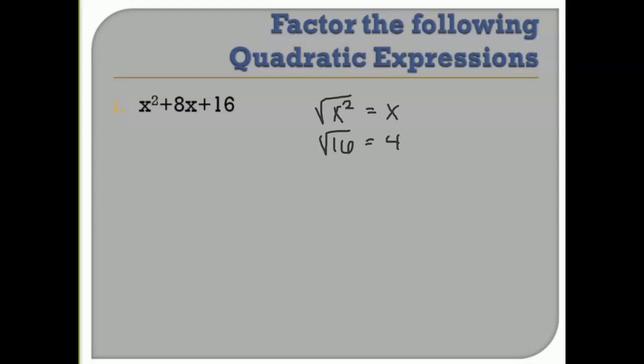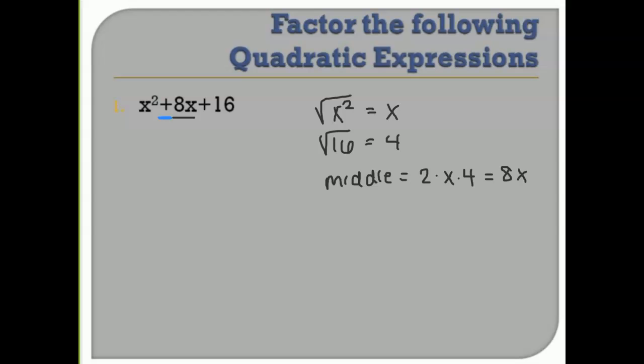And the middle term needs to equal 2 times the first square root times the second square root. So 2 times x times 4 is 8x. That matches the middle. If the middle term matches 2 times the square root of the first and the last, then this is considered a perfect square trinomial.